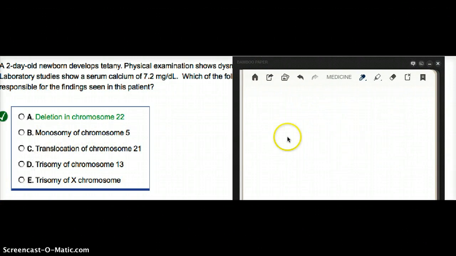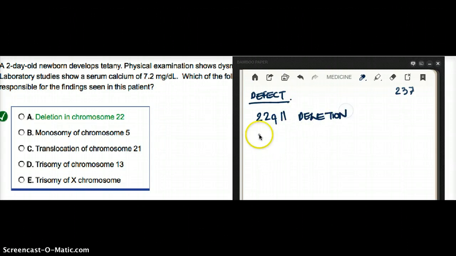So what are some of the other things we see with DiGeorge? What are the defects we see in DiGeorge? By the way, you'll be able to read up more on this from page 237 from First Aid. So the defect is going to be a 22q11 deletion. That is what causes DiGeorge. This is due to underdevelopment of the third and fourth pharyngeal pouches. This is what really causes DiGeorge.